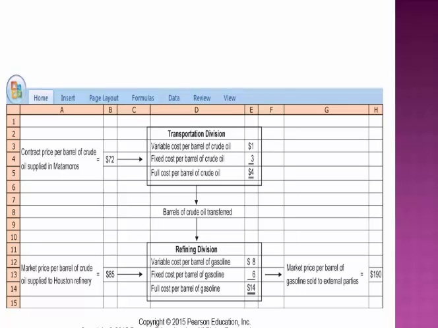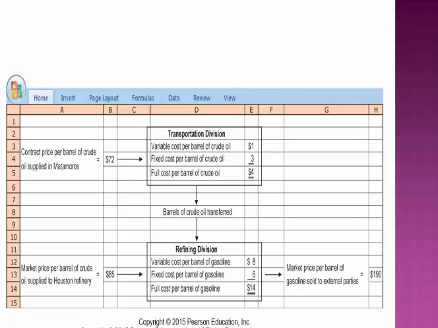Now, the refining division can buy from the transportation division. They have been purchasing, on average, 10,000 barrels per day from the transportation division. But they are also able to buy from those outside parties at $85 per barrel.